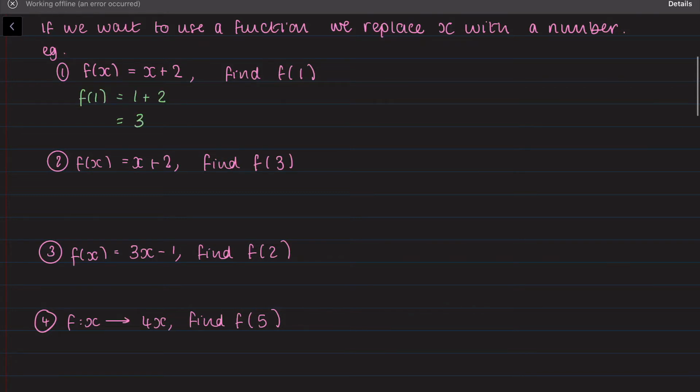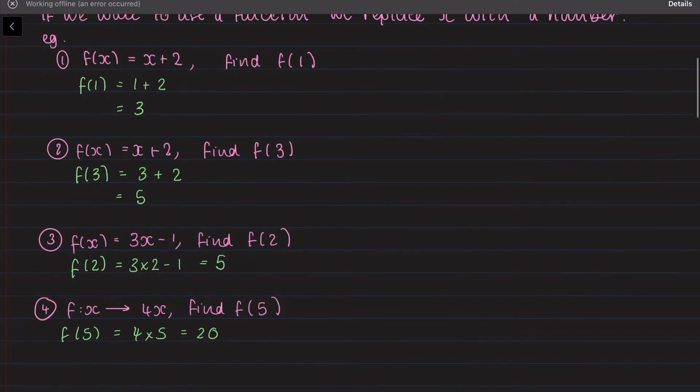I can use the same function and find f of 3. So I replace x by 3, I end up with 3 plus 2 is equal to 5. Same with example 3, so if I want f of 2, I replace x with 2 and I end up with 3 times 2 minus 1, which equals 5. Similarly with example 4, I replace my x with 5, so I end up with 4 times 5, which is 20.